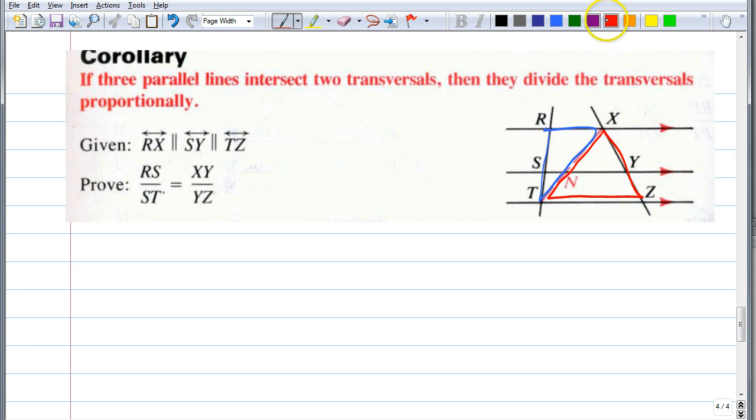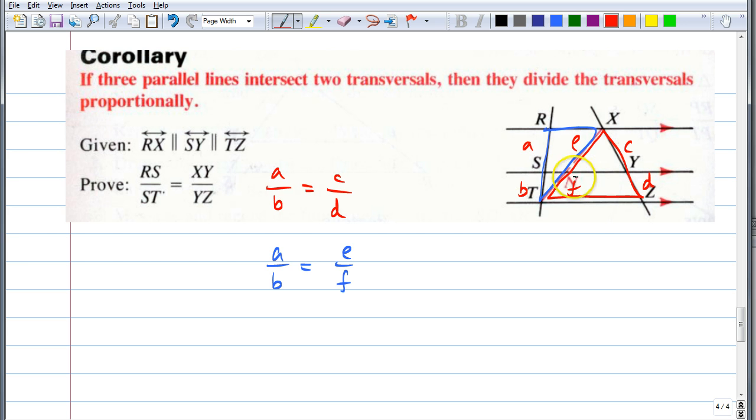So let's call these segments A, B, and then C, D, and I'm going to call these E, F. Is that okay? I could rewrite this as, instead of RS, A over, instead of ST, B equals, instead of XY, C over D. Okay, let's look at the blue triangle. Using the triangle proportionality theorem, because you know that SY is parallel to RX, correct? You have 3 parallel lines. What can you tell me about A over B? It equals E over F.